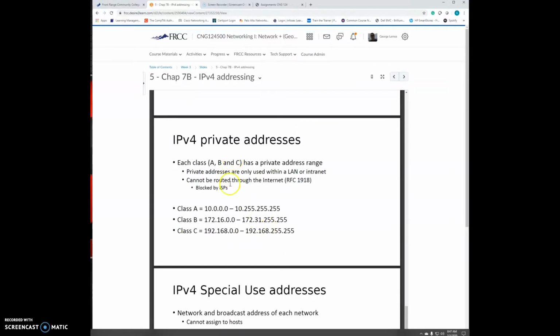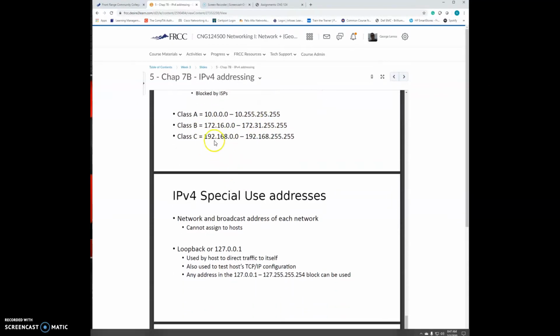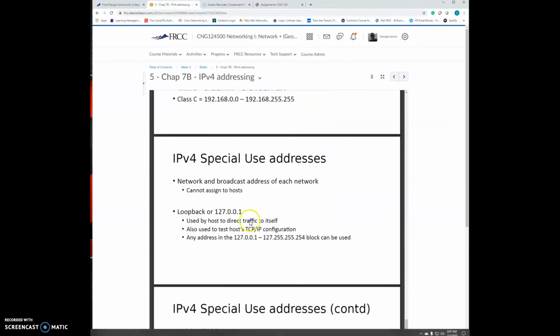And remember, private IP addresses look very similar, but they're a specific range within that whole class. Class A does not start at 10 and does not end at 10. Class A starts at 1, ends at 126. Class B starts at 128, ends at 191. So here we have a range of private addresses. Class C, same with that. Starts at 192, ends at 223, but the private addresses are within there.